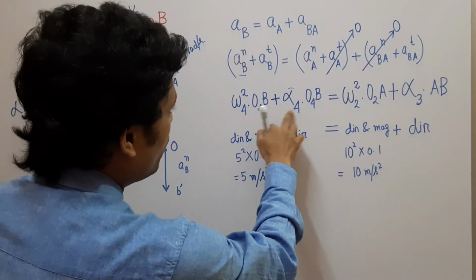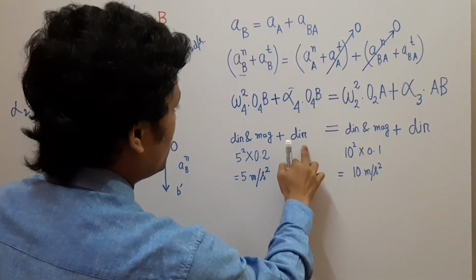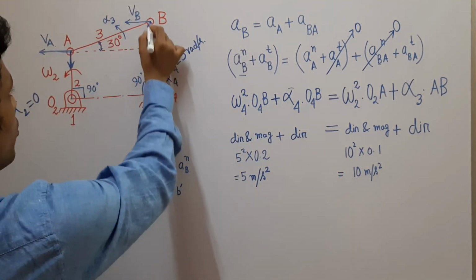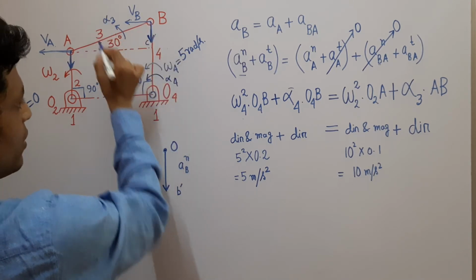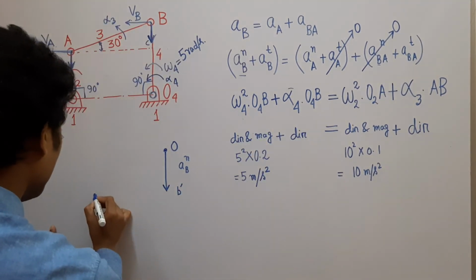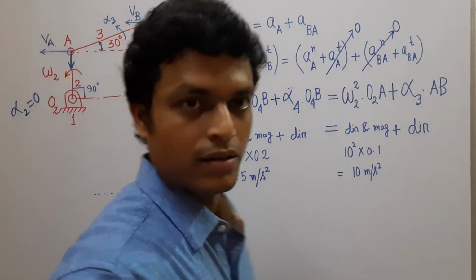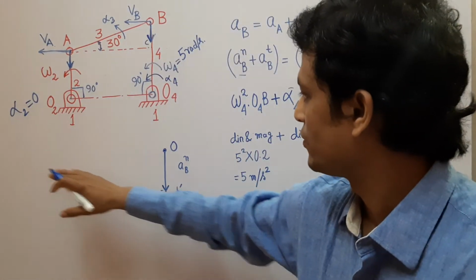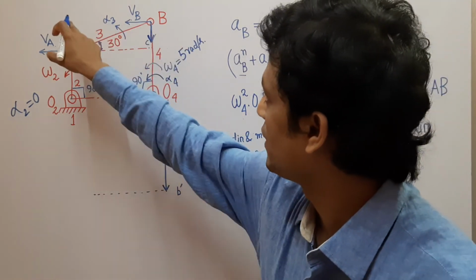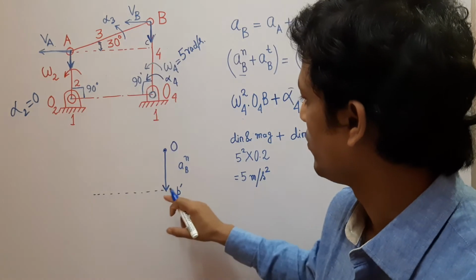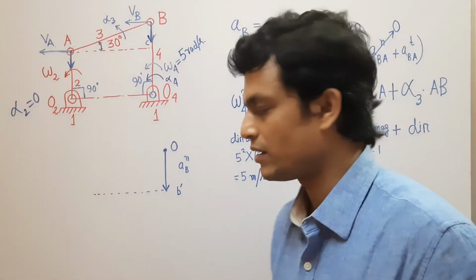Now alpha 4 O4B. This is along which direction? It is perpendicular to O4B. This is the tangential component, but we do not know the magnitude. So what do we do? We will draw it by a dotted line, along this direction. This is alpha 4 into O4B, perpendicular to O4B, so that is along the horizontal direction.